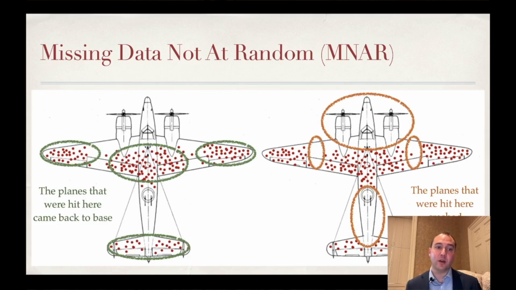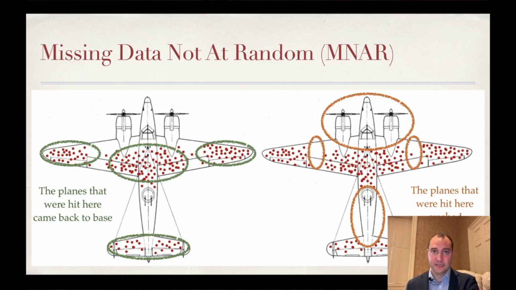Well, if the planes that were hit here came back to the base, that means that the planes that were hit in the other places probably didn't come back. So where should we put the armor? We should probably put more armor in the orange areas, the engine, the middle of the wing, the tail, because if the bombers got hit here, they were less likely to return. Therefore, we should armor those areas so that planes that get hit there are okay to come back.